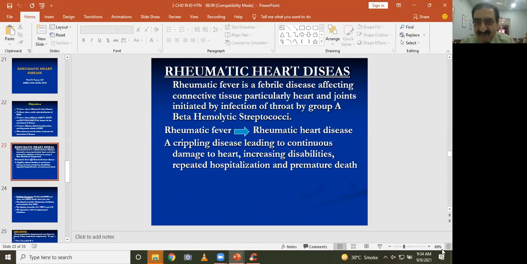Rheumatic heart disease is a febrile illness, and it has an effect upon all the connective tissue of the body, particularly the heart and joints, and of course it also has an effect upon the brain. Okay. So basically, it is a febrile disease affecting the connective tissue, especially the heart and joints, and it is initiated by infection of the throat by group A beta hemolytic streptococci.